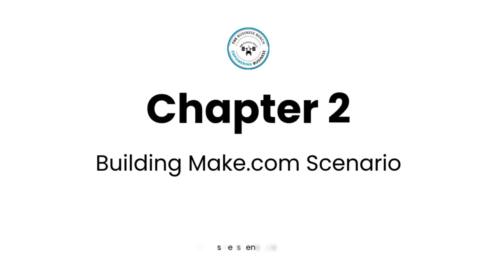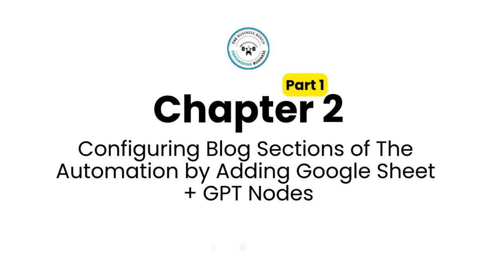Chapter 2. This is where we will add the Make nodes needed to make the automation work. In this case, ChatGPT and Google Sheets. Important notes. We will be setting up each node and renaming them accordingly.